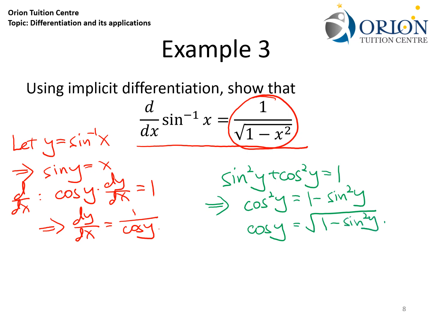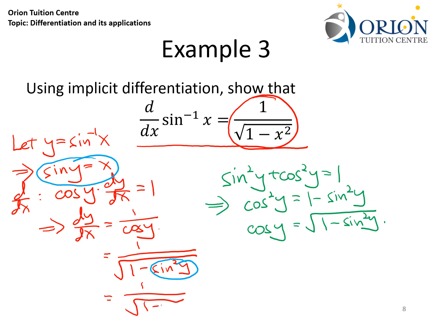And therefore this dy/dx expression can be written as 1 over the square root of 1 minus sine squared y. And note that sine squared y is actually (sine y) squared. And sine y, we know it is just x. Therefore, this equation can be changed into the square root of 1 minus x squared at the denominator. And this will be the formula for differentiating sine inverse x.